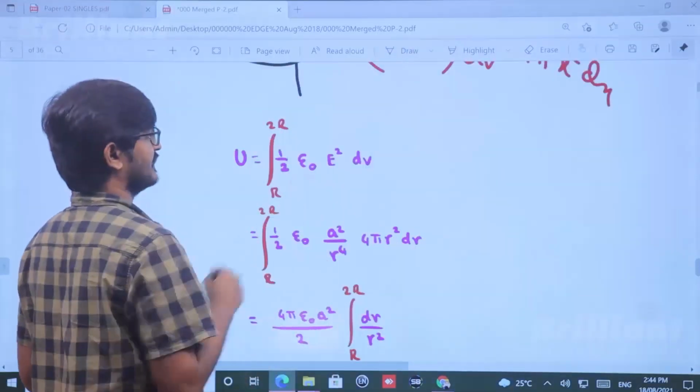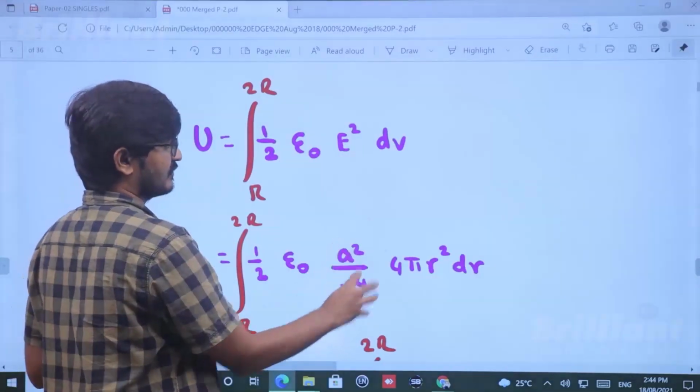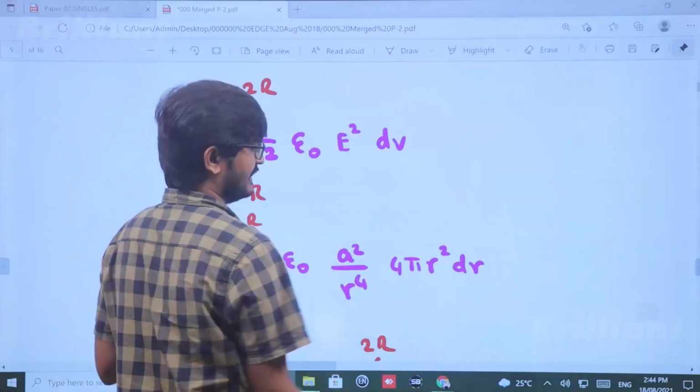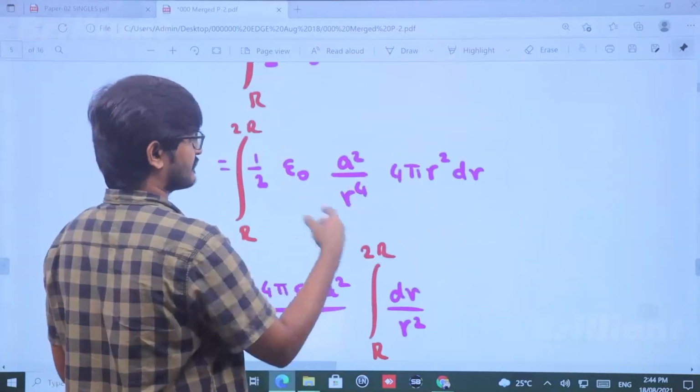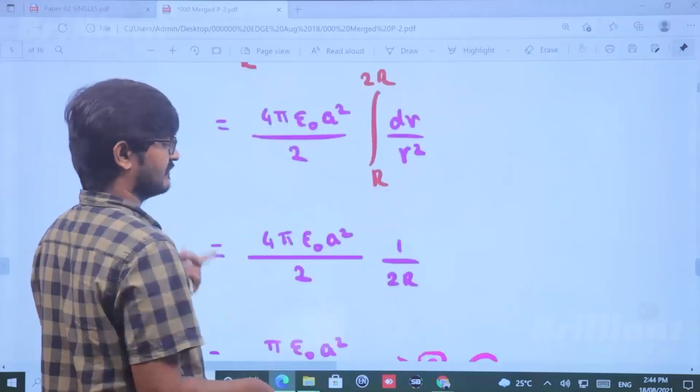Half epsilon naught E square, E we have already calculated, A by R square, so E square will be A square by R power 4, dV is 4 pi x square dx. Now when you integrate it, instead of x, I substitute smaller r, right? So when you integrate, you will be getting the required answer.